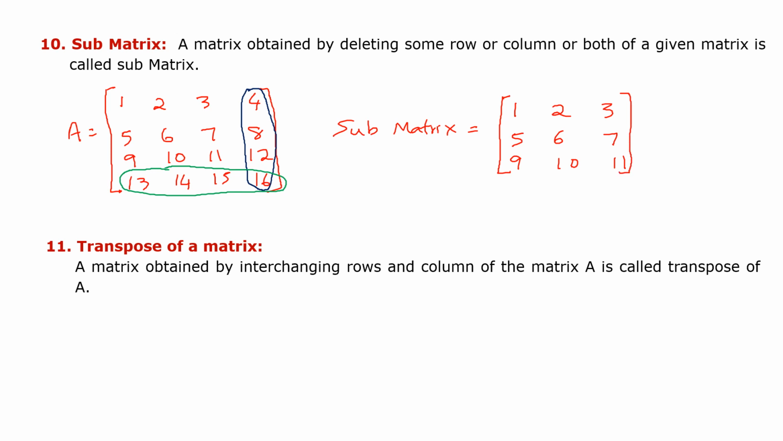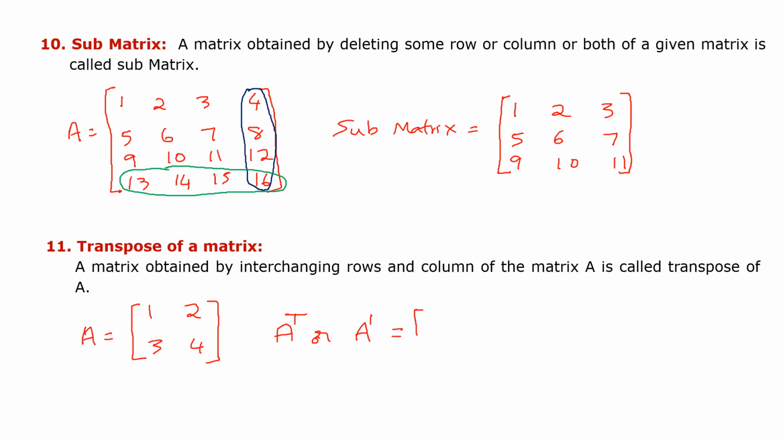Okay. Next, the 11th one, that is transpose of a matrix. Here, this type of matrix is obtained by interchanging the rows and columns of the given matrix. Again, let us understand this with one simple example. Let me write the given matrix as 1, 2, 3, 4. Now, how to find the transpose of a matrix? Transpose can be written as A T, or it can also be written as A dash. Both are representations for transpose of a matrix.